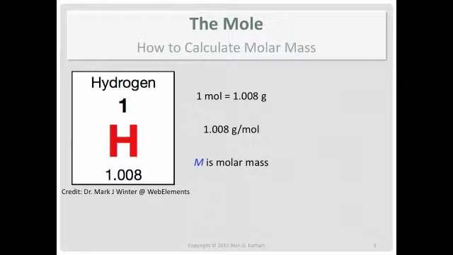Don't call this molecular weight, because hydrogen is not a molecule. And so molecular weight can only be used with molecules. It can't be used with elements. It can't be used with ionic compounds. That's another reason why I just use the term molar mass. It stays away from all of those problems.